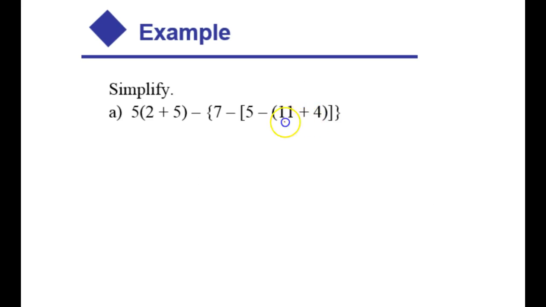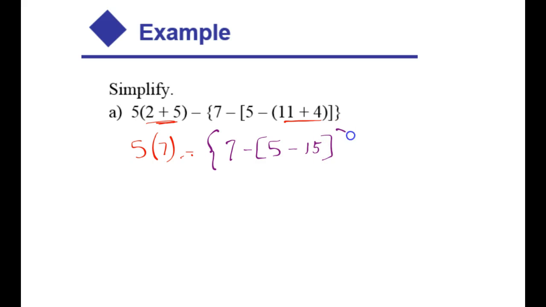Let's start in the innermost parentheses first here. So I can do a couple steps here. I'm going to take care of this 2 plus 5, so 5 times 7 minus, that's interesting, take care of the 11 plus 4, which after I take care of the parentheses, I can drop them. Makes for one less set of parentheses.